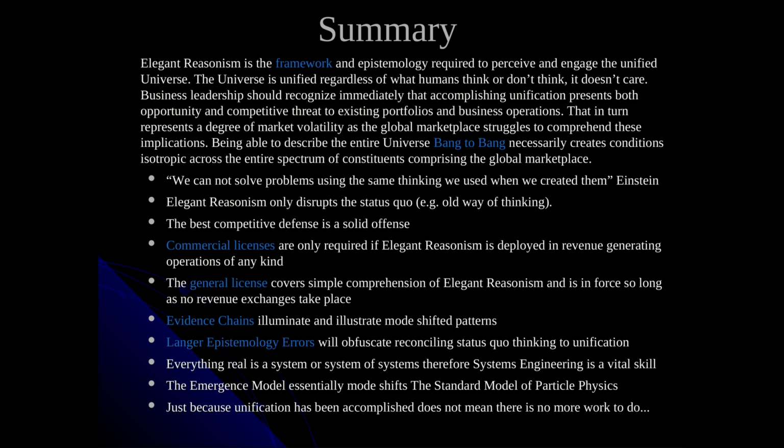And because Elegant Reasonism, as an epistemology and a framework, which is a generalized process, requires that at least one of the models used closes to unification, we included the emergence model as a function of what it is we filed. That's why it's there. But it doesn't mean that somebody somewhere won't come up with a better one. If they do, great. If not, use the emergence model in the interim.